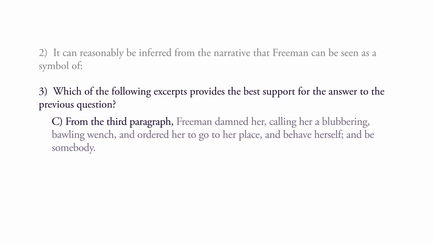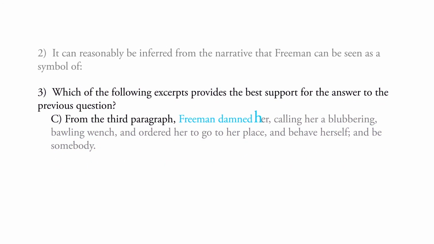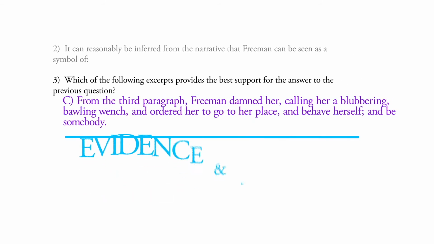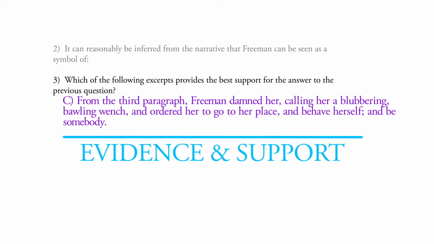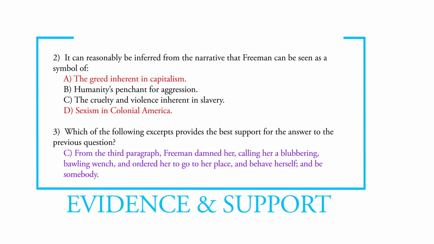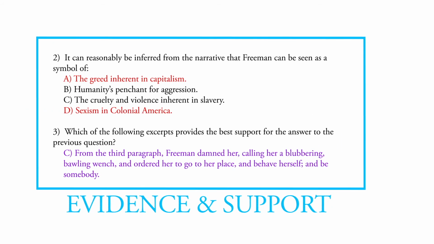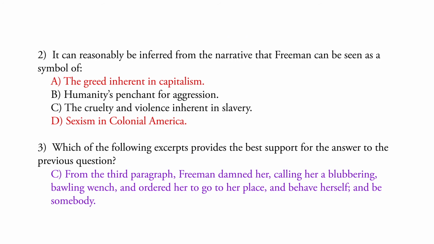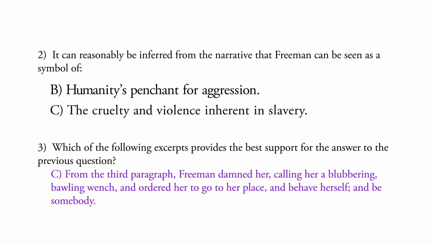So let's look at that excerpt. "Freeman damned her, calling her a blubbering, bawling wench, and ordered her to go to her place and behave herself and be somebody." Okay, so if this is the best evidence or support, then let's look back at question 2 and see which answer it best supports. Well, the only choices we have left in number 2 are B and C.